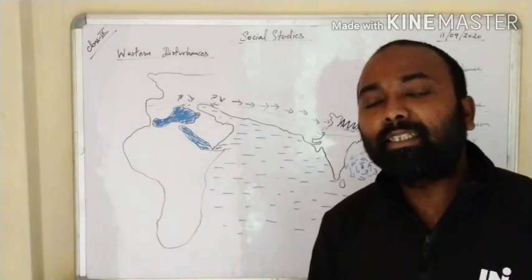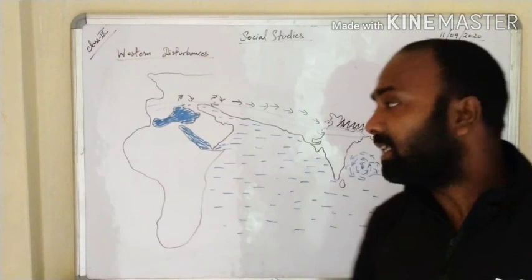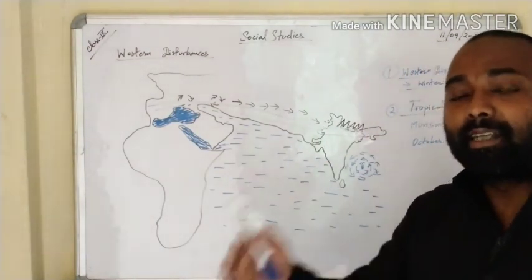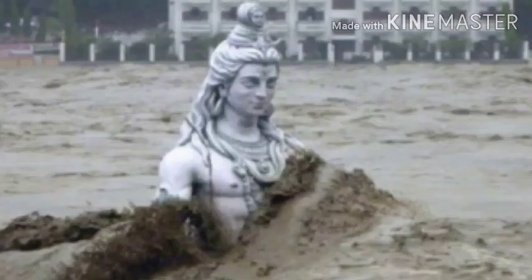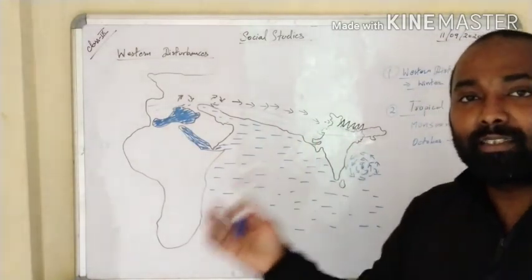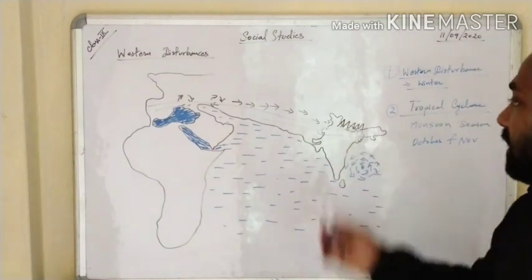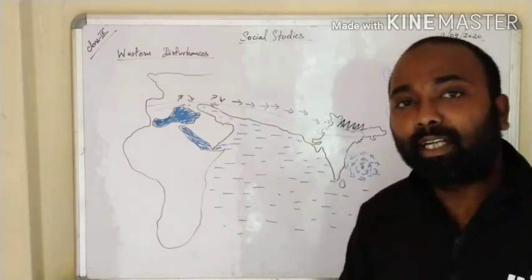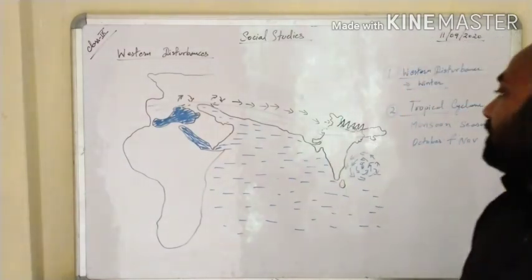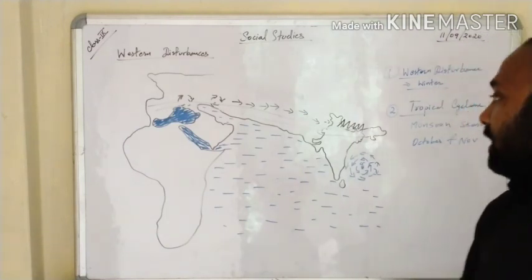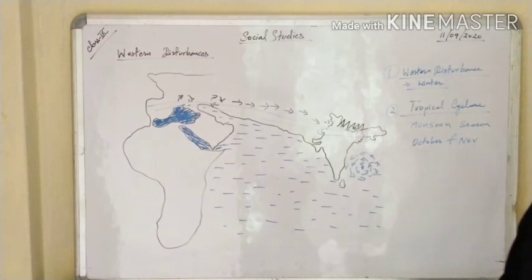But the western disturbances sometimes cause floods in the northern side of our country. Like you have heard about Kedarnath. You have heard that Kedarnath was under flood due to a cloudburst, and that was the cause of the westerly cyclone. That western disturbance caused the rainfall in that area. Suddenly the cloudburst took place and there was flood everywhere. So this is the reason why sometimes the western disturbances cause floods in the northern side of our country. So we have understood western disturbances.